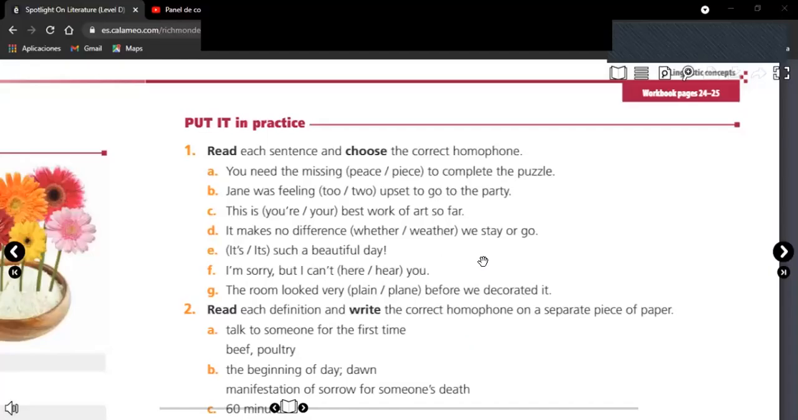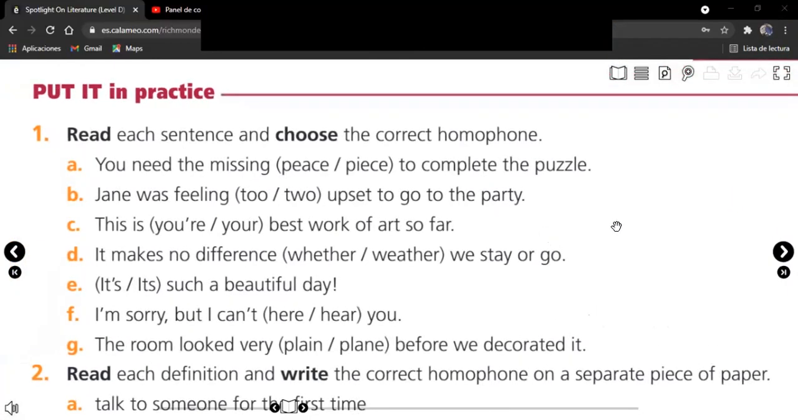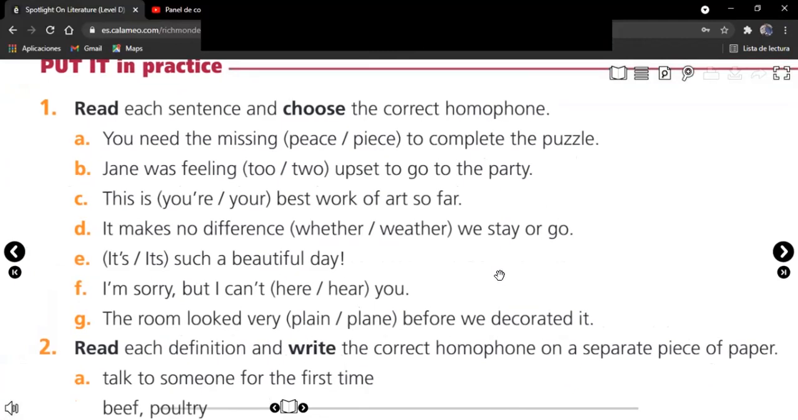On page 51 in your books. Read each sentence and choose the correct homophone. You need the missing piece to complete the puzzle. Which piece is it? It's this one. Jane was feeling too upset. This is your best work of art so far. It's your, not you're, it's your.